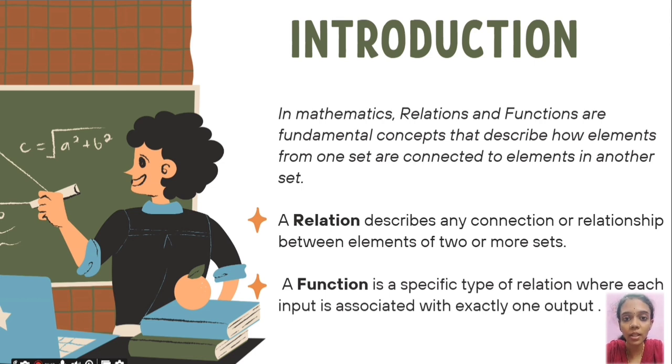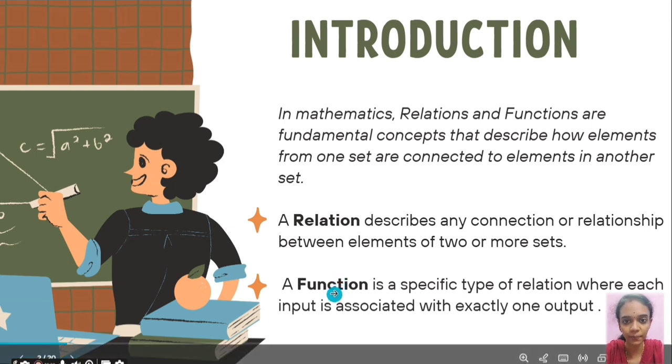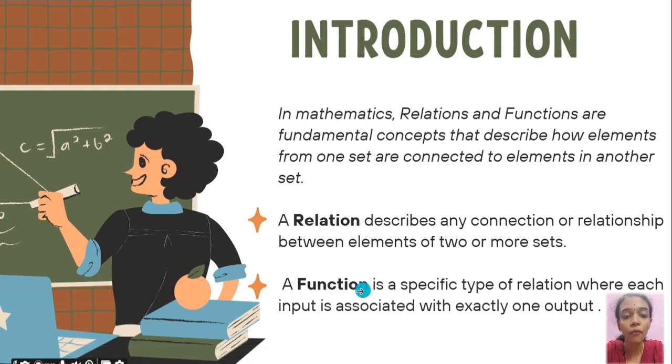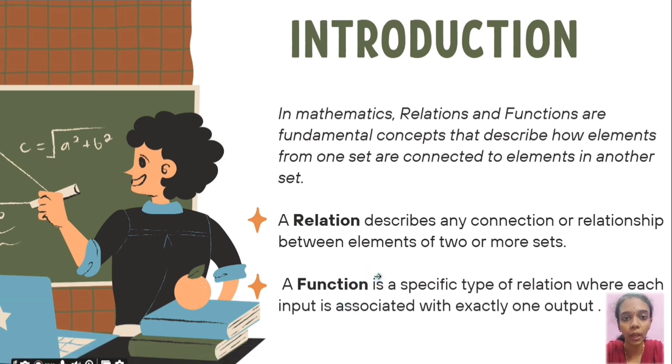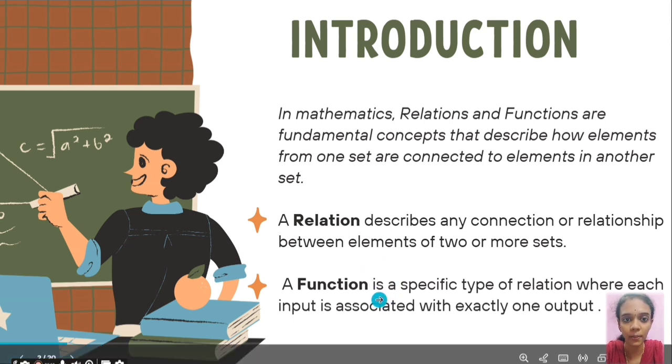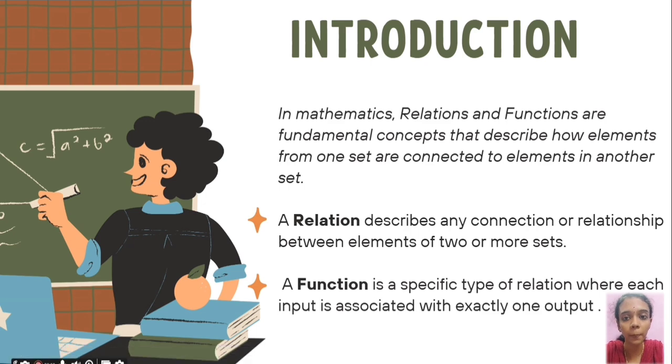Whereas a function is nothing but a type of relation where each input has only one output. For example, in schools and colleges, each student has only one roll number. It's a function. But if one student has two roll numbers, then it is not considered as a function. So to keep it simple, a relation is a kind of matching between two sets, whereas a function is a relation that gives only one answer for each input. Remember, all functions are relations, but not all relations are functions. We'll see this in detail in the upcoming slides.